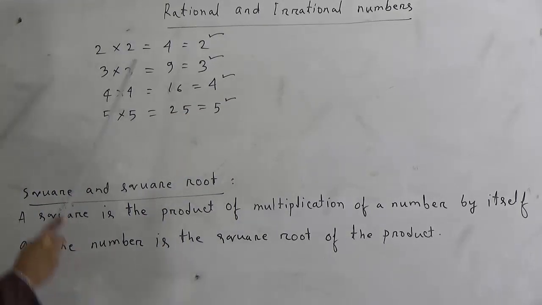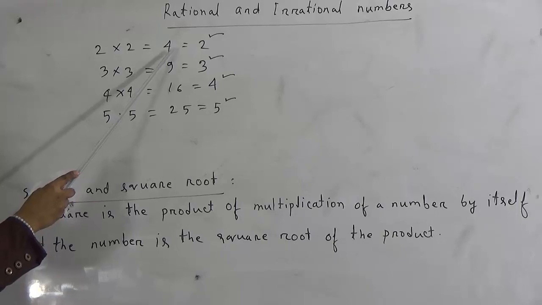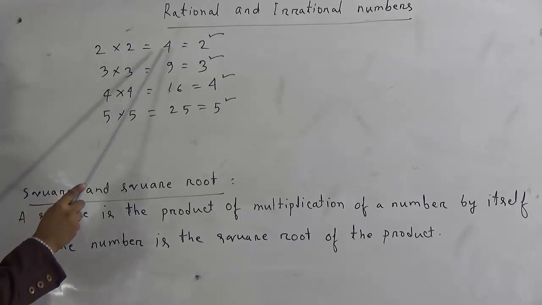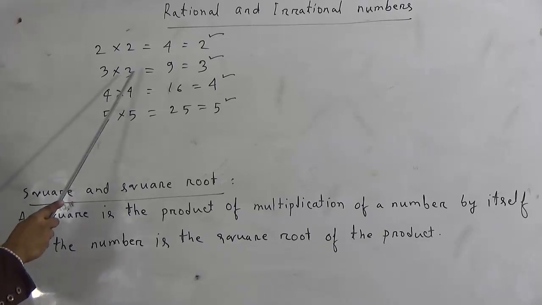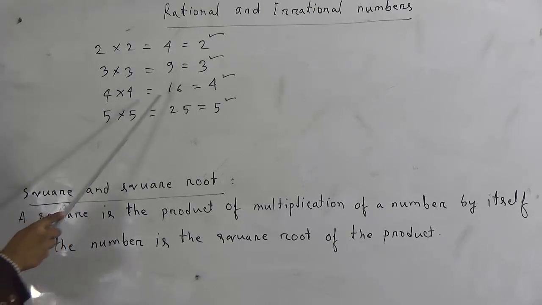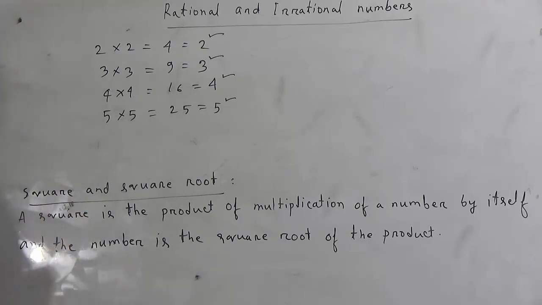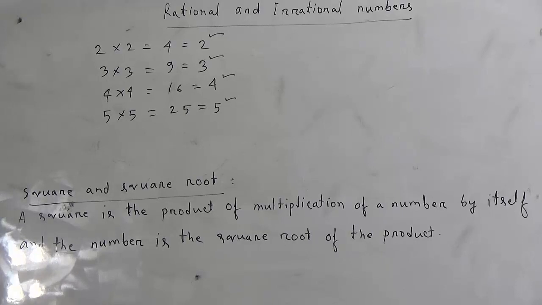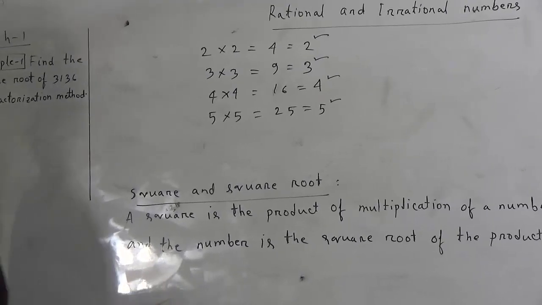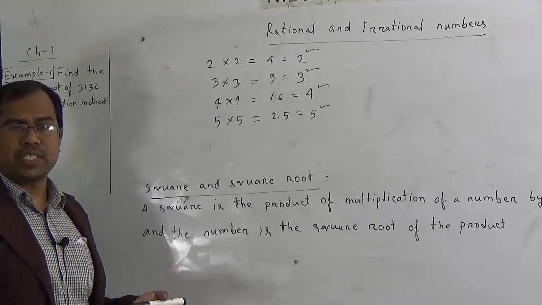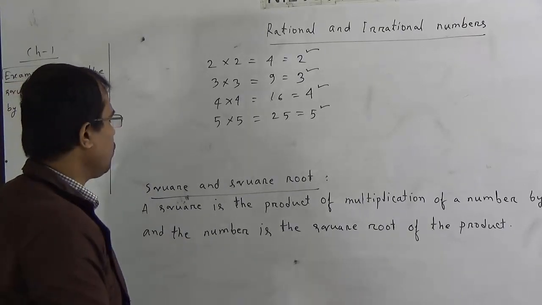Dear students, here we have multiplied 2 by itself, then we can get 4. Now 4 is the square of 2, and conversely we can say that 2 is the square root of 4. Similarly here 9 is the square of 3, and 3 is the square root of 9. Again here 16 is the square of 4, and 4 is the square root of 16. Here 25 is the square of 5, and 5 is the square root of 25. Similarly 36 is the square of 6, and 6 is the square root of 36. 49 is the square of 7, and 7 is the square root of 49, and 64 is the square of 8, 8 is the square root of 64.